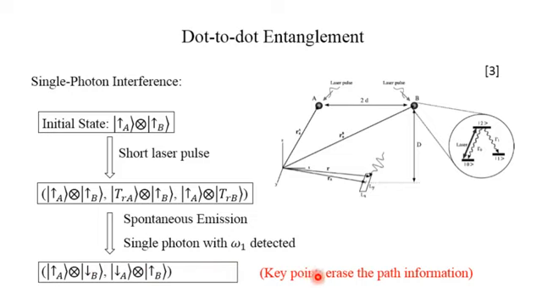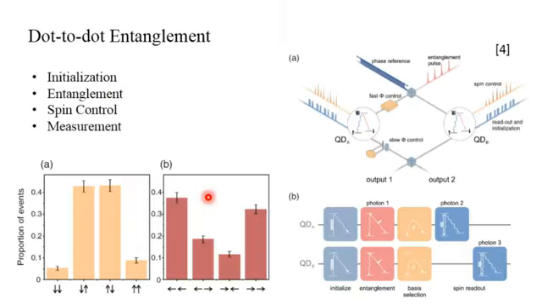The key point of this method is to blind the detector about which path the photon comes from. Because once this information is known, a detection has occurred and forced the overall system to collapse to one of the two uncorrelated states here. Using this single photon interference, together with the manipulation process we just talked about, a remote dot-to-dot entanglement can be achieved.